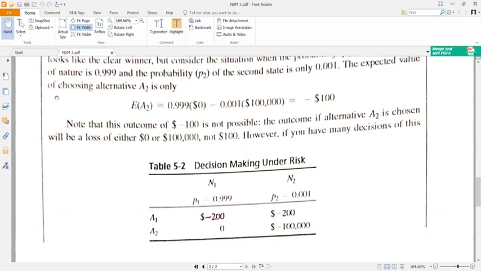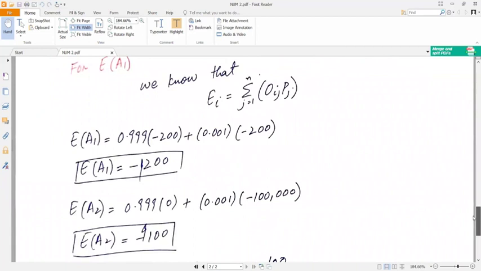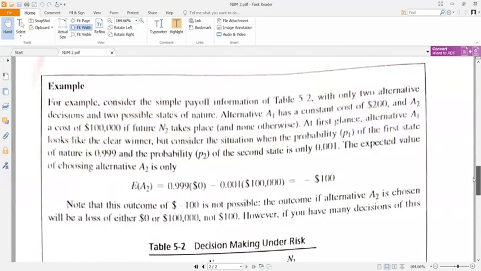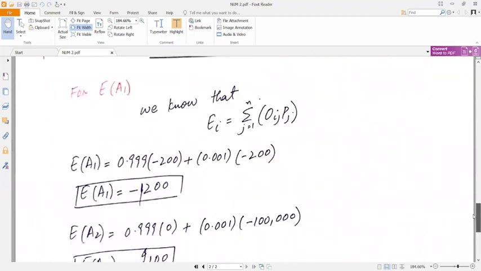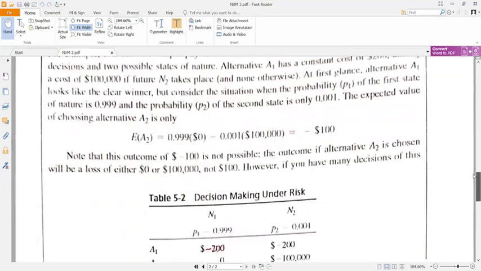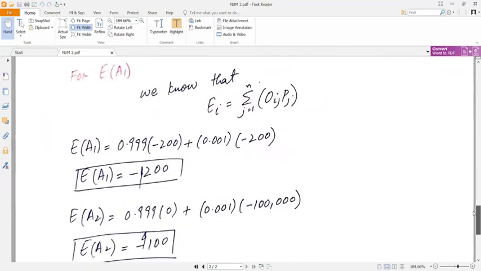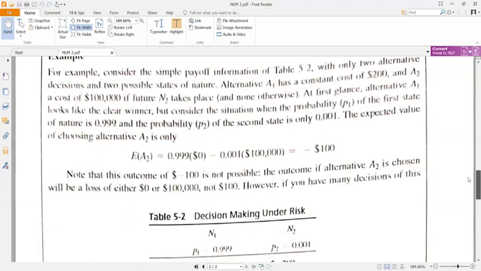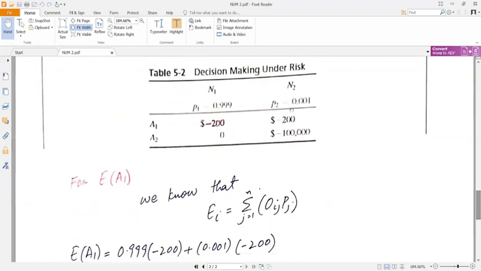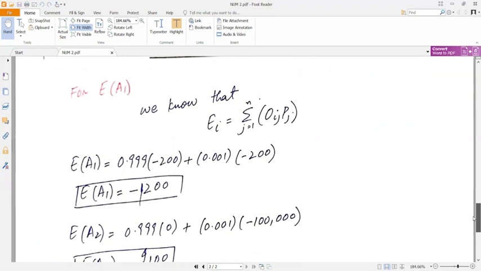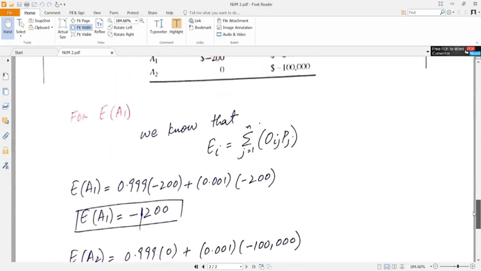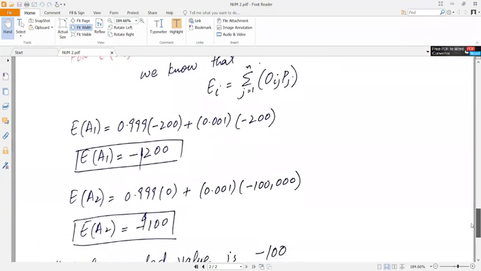So we are solving this from this equation. The given equation is we have this 0.99, and the first alternative value N1 is minus 200, and the second one, 0.01, and N2 is minus 200. So at this we get the expected value of minus $200.